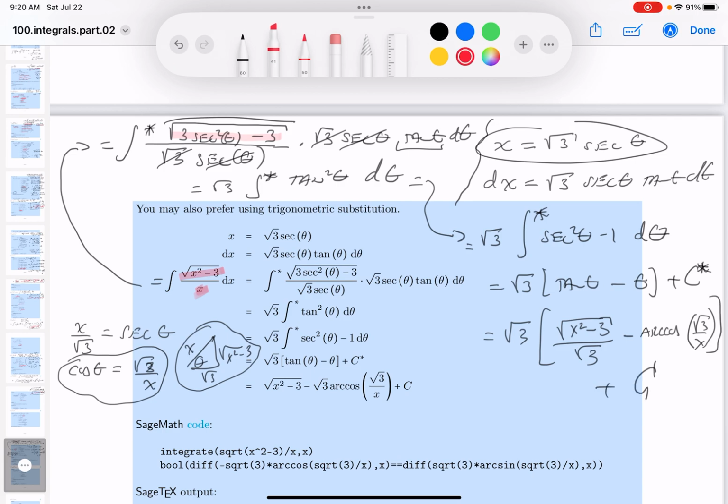Let's look at the answer key, see if we got that. Let me simplify first. Sorry about that. So you're going to get the square root of x squared minus 3, distributing, minus root 3 arc cosine of root 3 over x, plus some constant of integration. All right, let's look at the key and see if we're getting that. I'm seeing this, and I'm seeing that. We're good to go to the next question. Thank you.